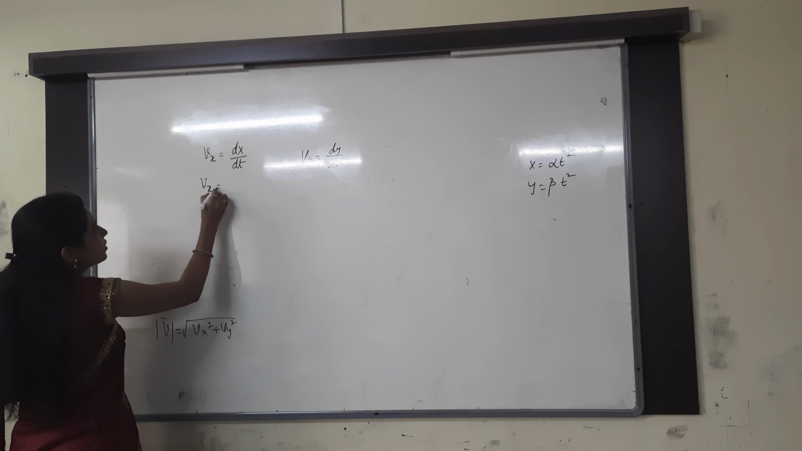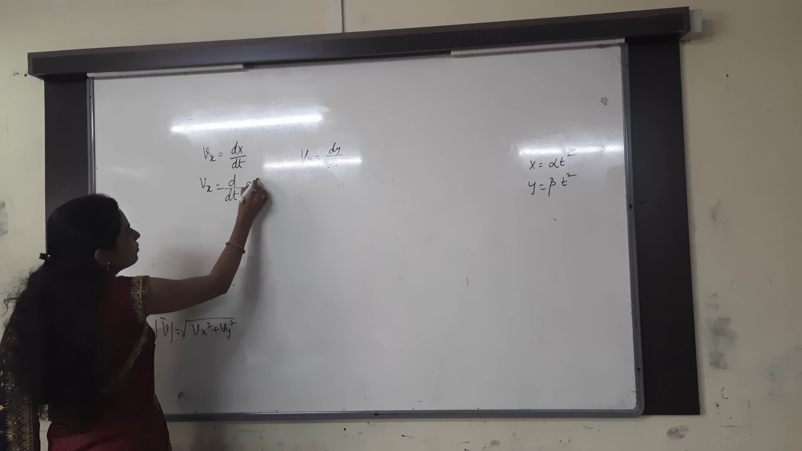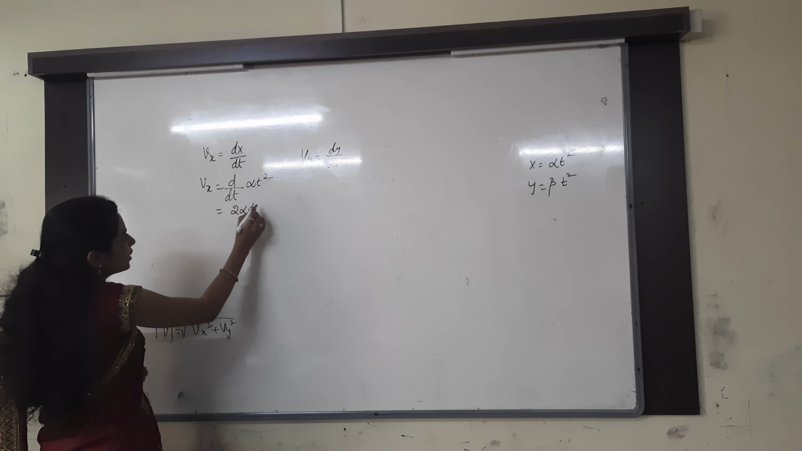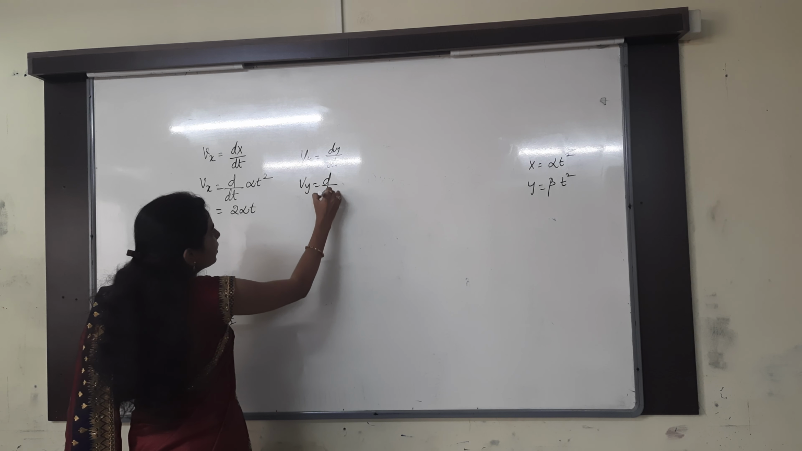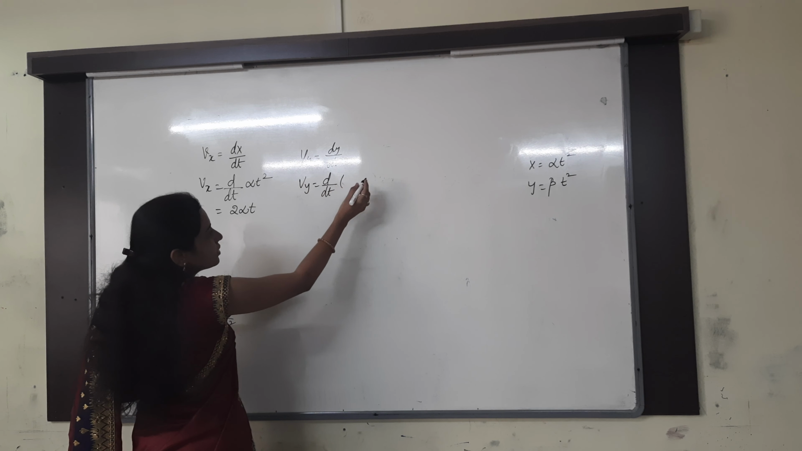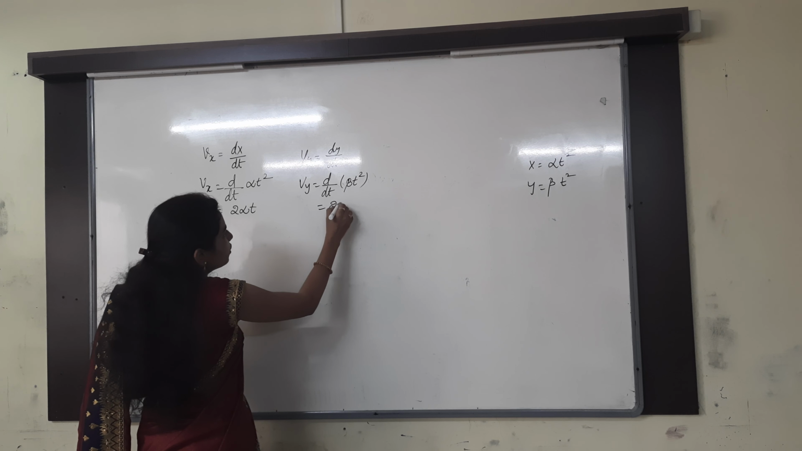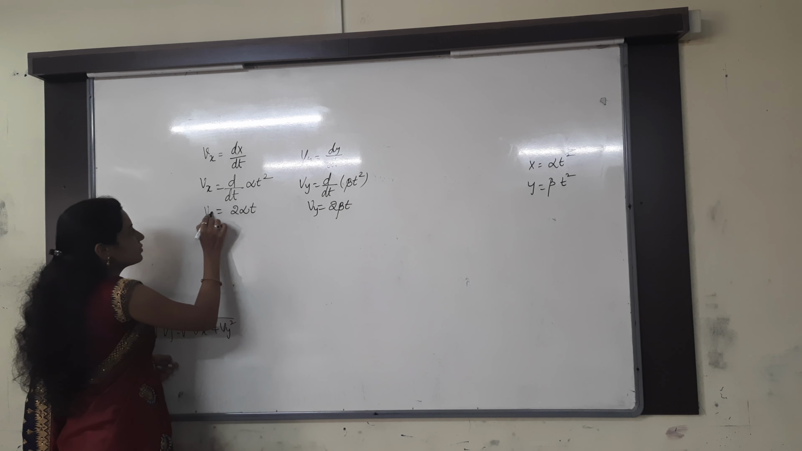Vx is equals to, what is the formula for us? d by dt of x, how much I said? Alpha t square. Then what is the differentiation of this one? 2 alpha t. Then vy is equals to d by dt of y, how much I have given? Beta t square. Nothing but that will be how much? 2 beta t. That is vy, and then vx we got.